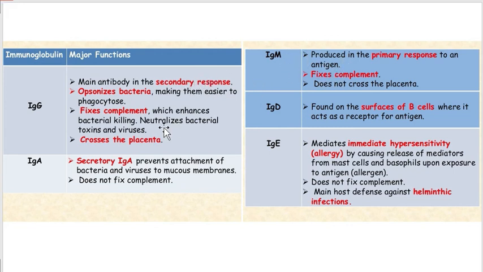When you take vaccination for the first time, the major antibody that is produced is IgM. When you take the first booster, the major antibody which takes care of your body is IgG, and it also fixes complement. IgM cannot cross the placenta. IgD is mainly present as a membrane-bound immunoglobulin on B cells, and IgE basically is responsible for immediate hypersensitivity or allergic reaction in association with mast cells and basophils. Normally, it is responsible along with eosinophils in helminthic infections.